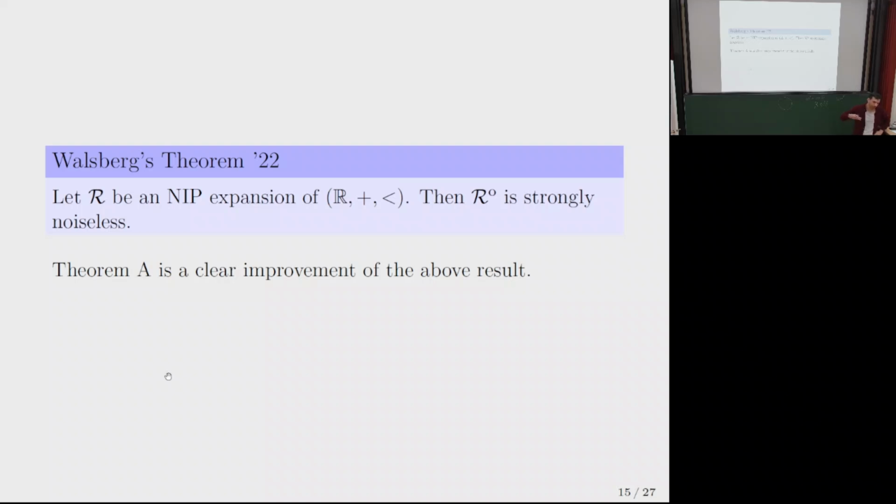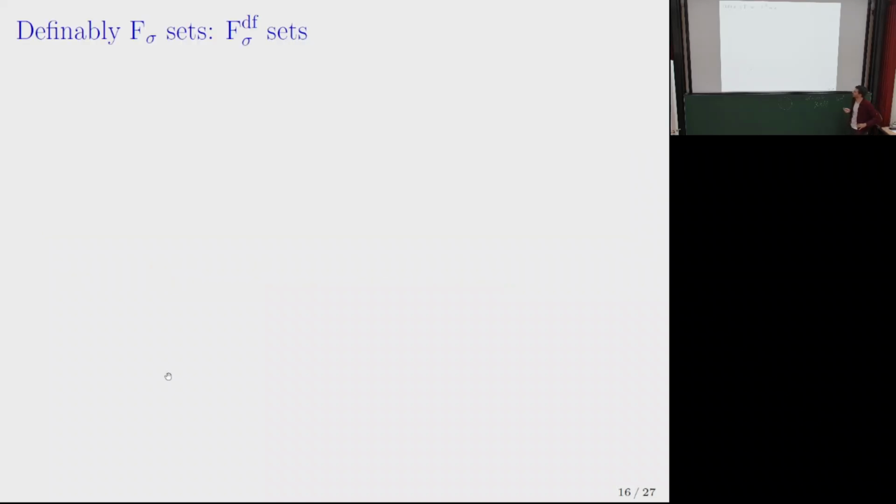But in fact, the point I'm also trying to make with this talk is that in many cases, in this whole area where people talk about strong noiselessness, it would make sense to talk about constructibility instead. The better property seems to be worth considering. And in fact, the proof I'm about to present is way simpler than Eric's proof of this theorem. Okay, so that's what I want to say about constructible sets.